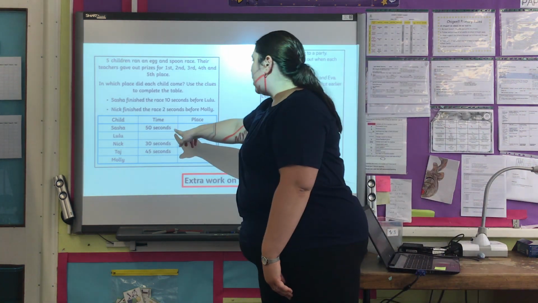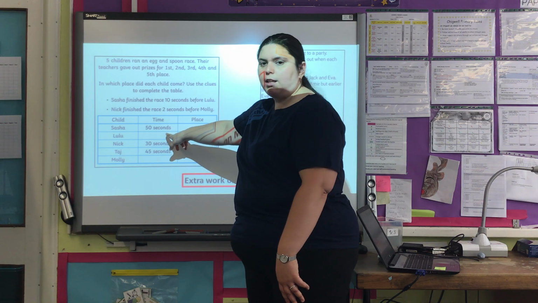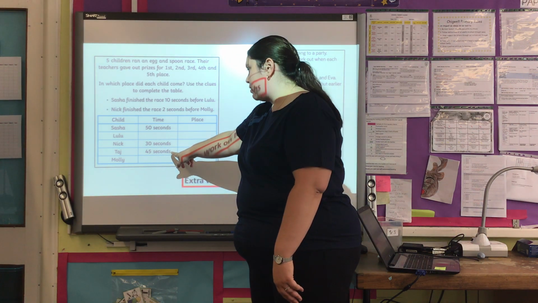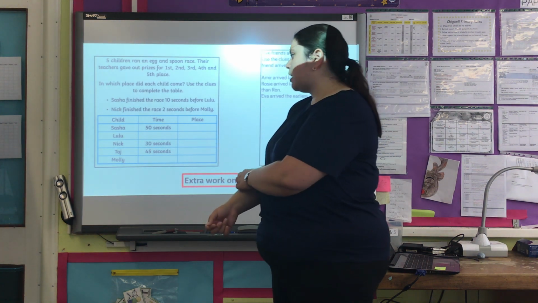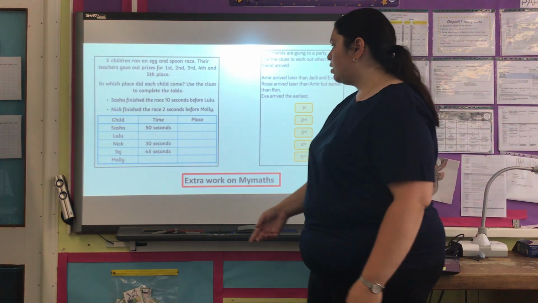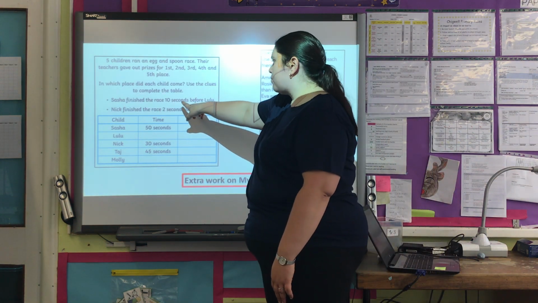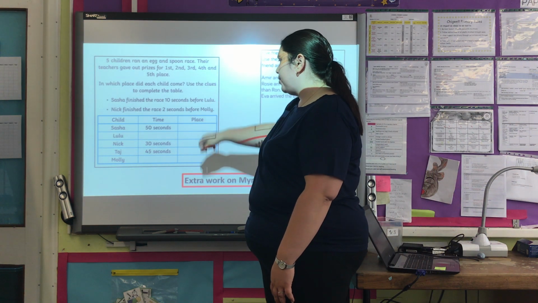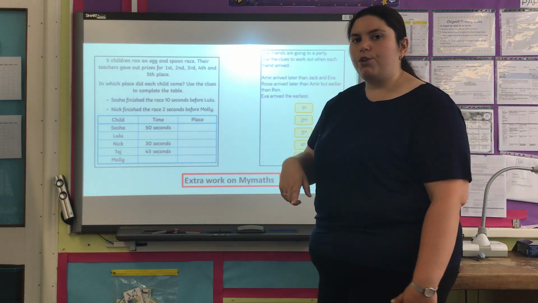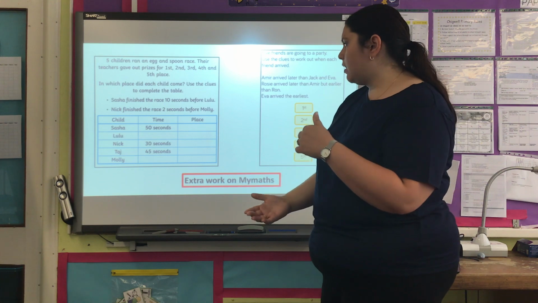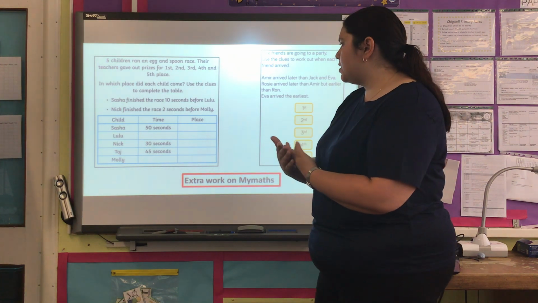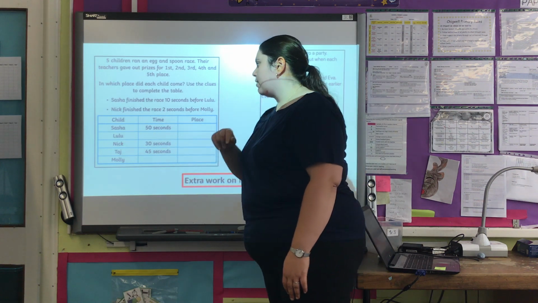Here, Sasha took 50 seconds, Nick took 30 seconds, and Taj took 45 seconds. Firstly, we need to use our clues to help us find out Lulu and Molly's times. Sasha finished the race 10 seconds before Lulu. Sasha's got 50 seconds, and she finished before Lulu, so we need to add 10 seconds. So we need 50 plus 10. That is 60. So Lulu took 60 seconds.